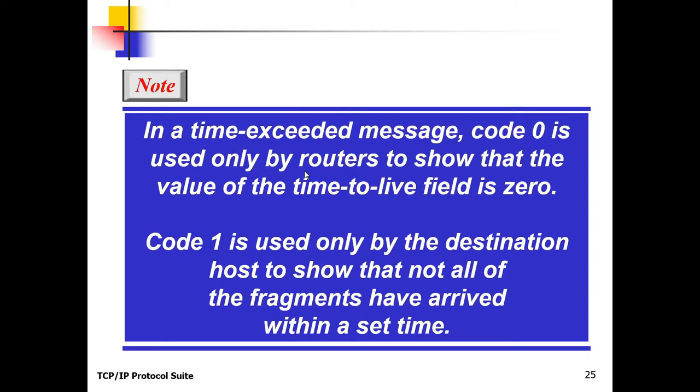And the same thing for the time exceeded reporting. In the time exceeded message, code zero is used only by routers to show that the value of the time to live field is zero. And code one is used only by the destination host to show that not all of the fragments have arrived within a set time. And with that, I would like to start the discussion with you.